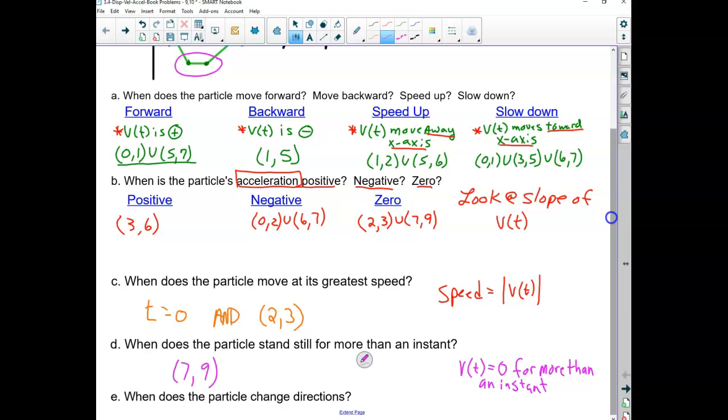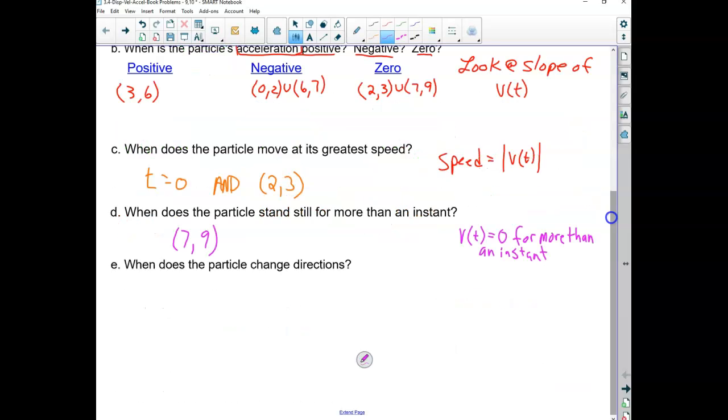When does the particle change directions? Well, my particle is going to change directions. I know this when my v of t, when my velocity changes signs.